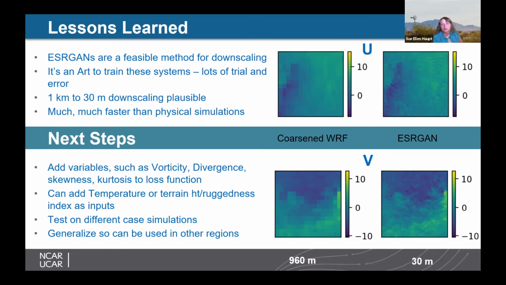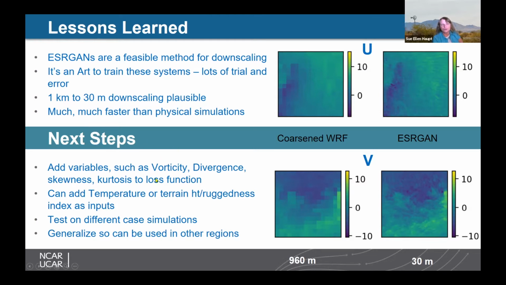And it does require a lot of work, but once you get them trained, you can use transfer learning to apply them to something else. And we are finding it's been successful at downscaling from about 1 kilometer down to 30 meters. It's very plausible, and it's much, much faster than those physical simulations at that high resolution. So we can see that it could be very useful.